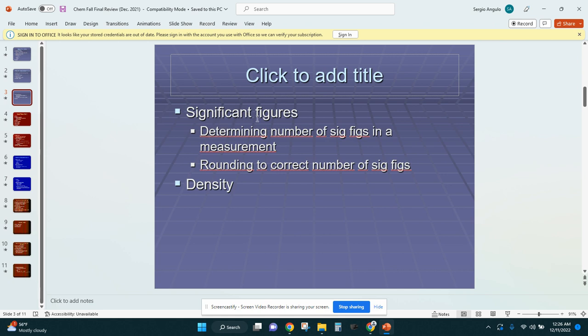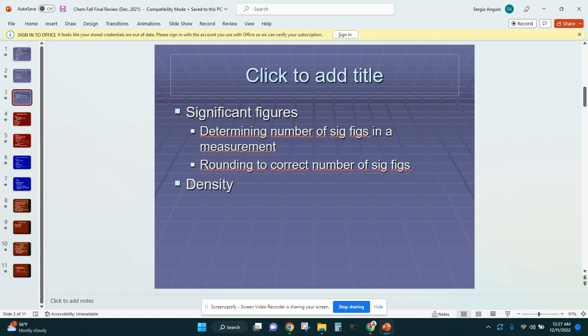After that, we talked about significant figures. That's basically, where do I round to? You have to know the significant figures. So number one, you have to determine the number of significant figures in a measurement, and then you have to round to the correct number of significant figures. How you rounded depended on what arithmetic operation you were doing. So, for example, were you adding and subtracting, where you round to the decimal place that's furthest to the left? Or were you multiplying and dividing, where you round to the least number of significant figures?